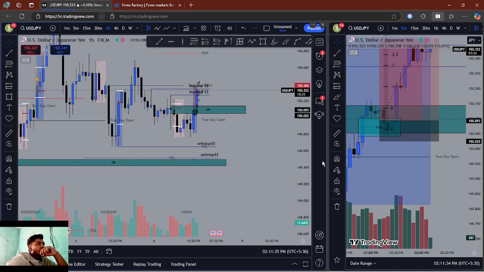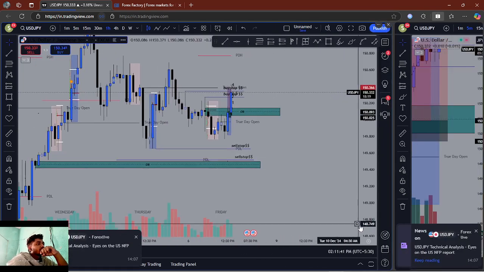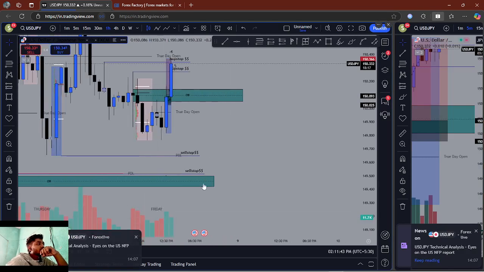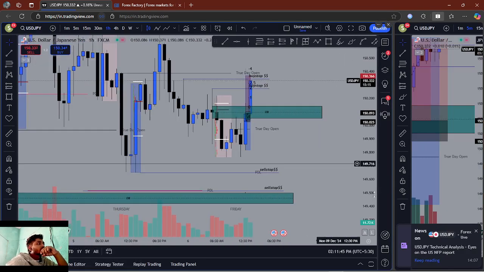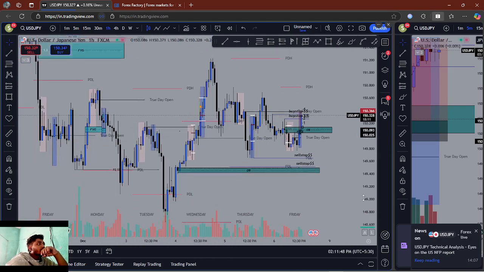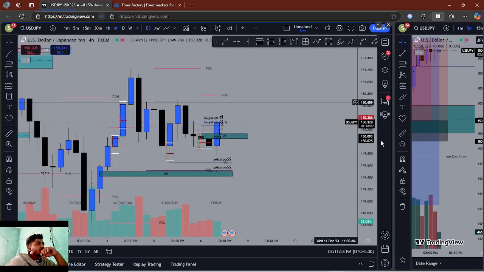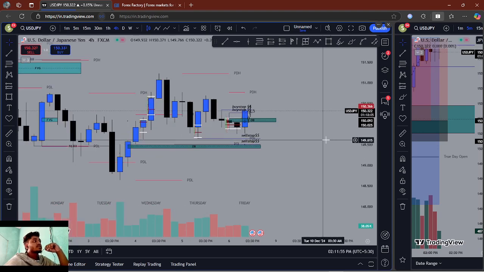So this is the 1 hour time frame here. As you can see that, let's go to the 4 hour. Okay, this was more cleaner. This is a little bit more cleaner chart in the 4 hour.